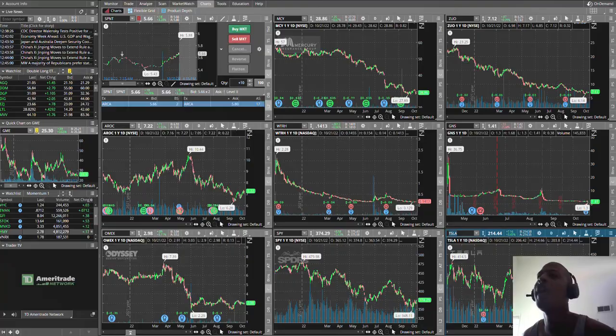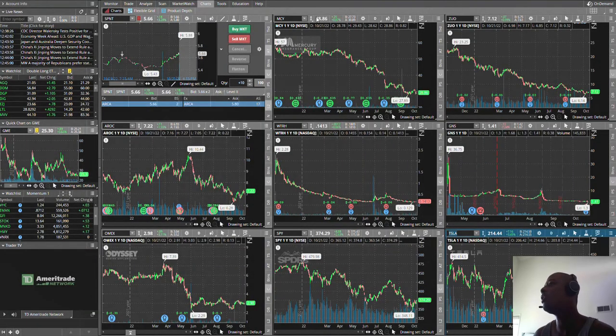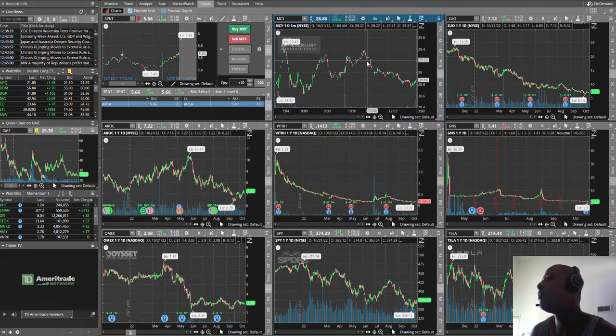Now, what am I looking at when it comes to that? Like I said, any patterns that are forming, any price action that's holding. So let's take a look at what we have here. I want to drop this down to the minute time frame since that's what I typically trade on. And we'll do that with all these.